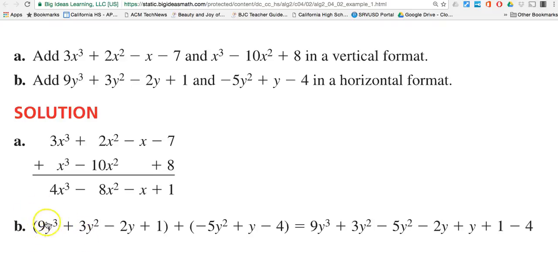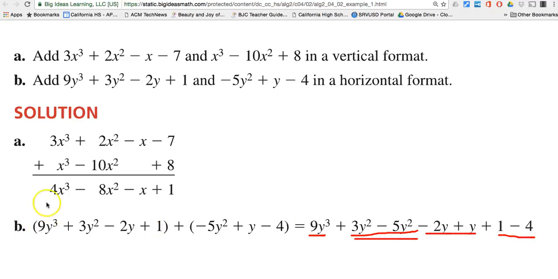So if there's 9y cubed, we line that up first. There are no other like terms for y to the third power. Then we want to line up 3y squared and minus 5y squared because those are like terms. So here I'm going to show you some of our like terms. We've got 9y cubed. We've got 3y squared minus 5y squared. We've got negative 2y plus y. And then we have plus 1 minus 4.